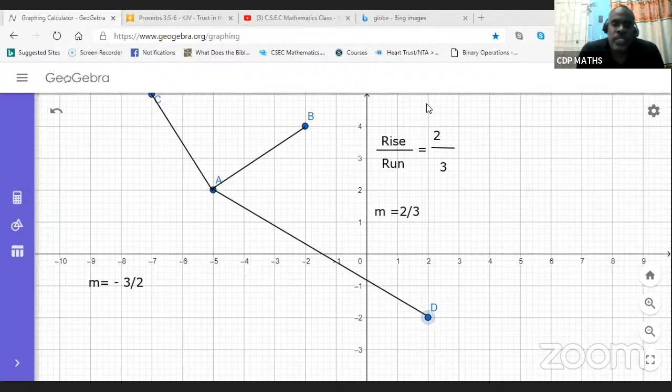All right, I'm seeing Tarsha. So Tarsha, how did you get both of them to be that? When you're going up, it's positive. So how did you get that in the equation there?